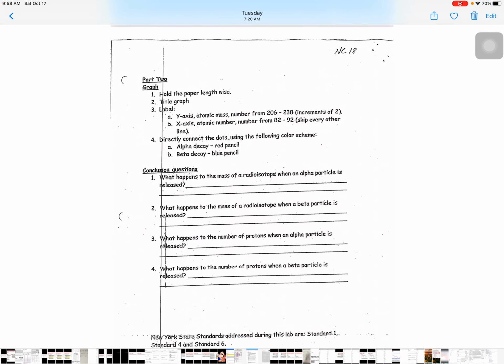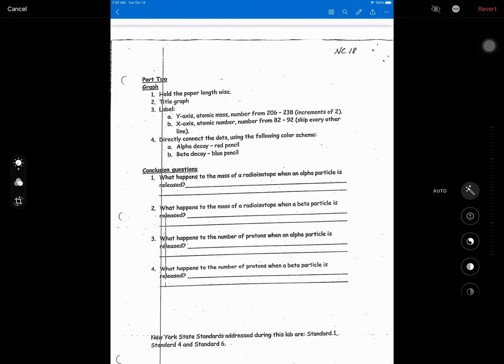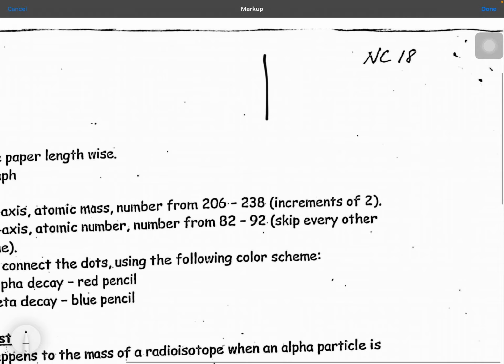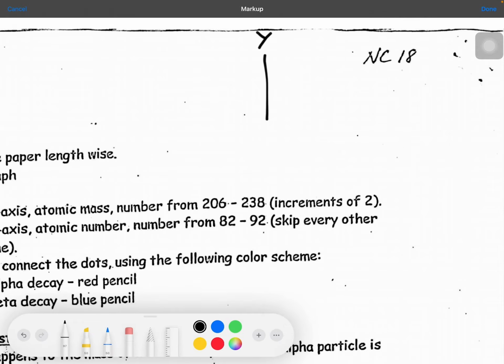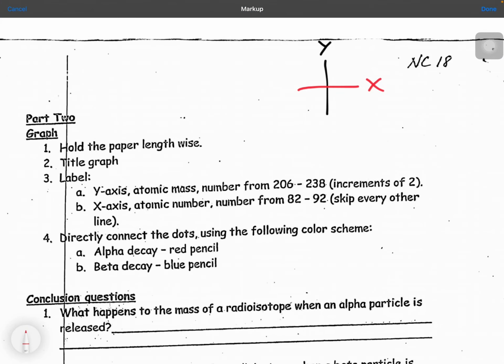The directions say, hold the paper lengthwise. It just means hold the paper normally. Title the graph, which you could just title as atomic number versus mass number. Label the axis. Just as a friendly reminder, your y-axis is the one that goes up and down. Your x-axis is the one that goes side to side. Your y-axis is going to be your mass number. It's going from 206 to 238.